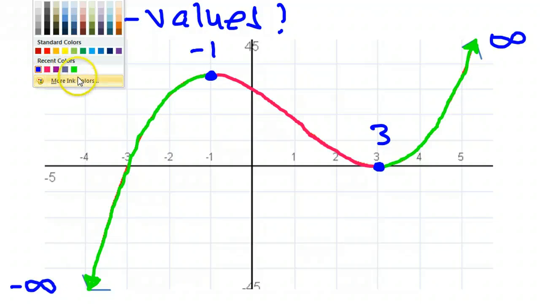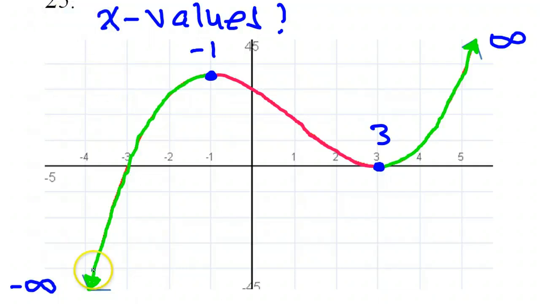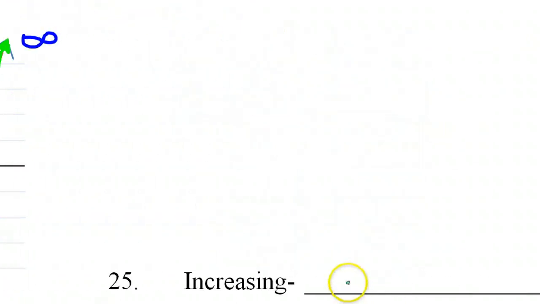So this color is hard to read, so I'm going to use a different color. Nah, I better stick with green. So negative infinity to -1. That's our first increasing interval. Okay, so negative infinity to -1.